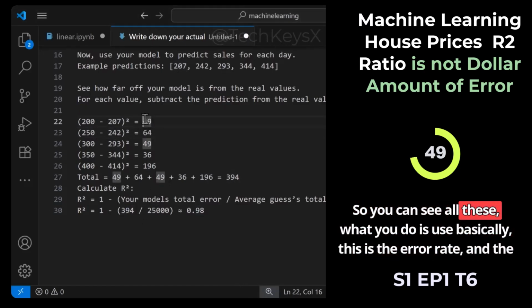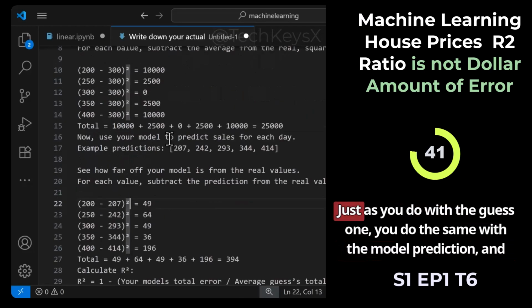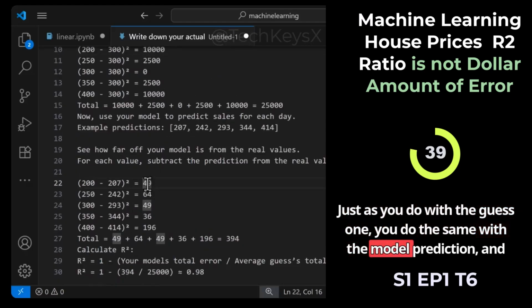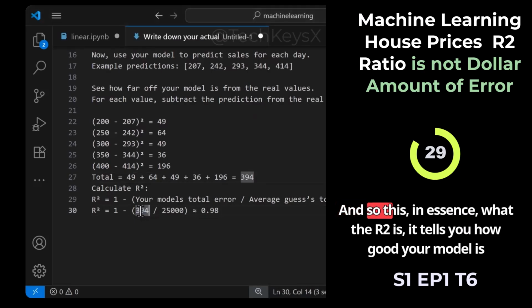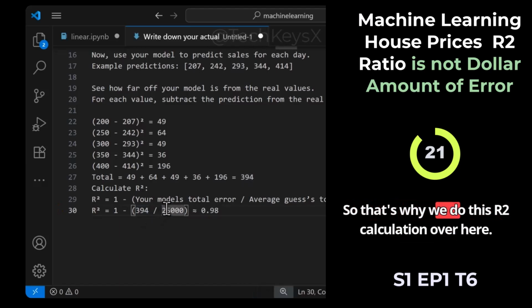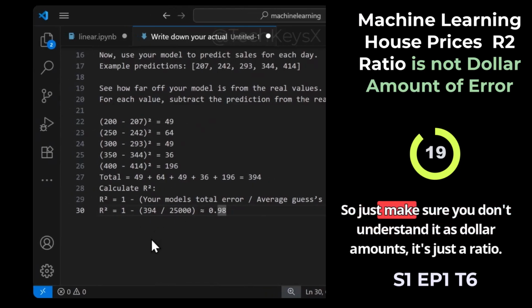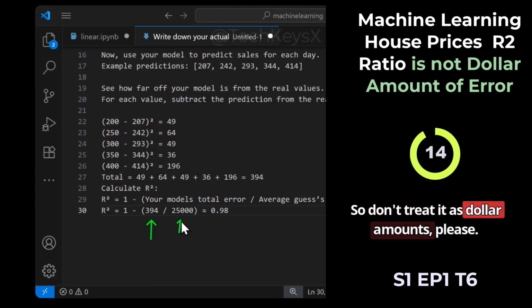So this is the error rate, and the reason we square them is to make the error appear larger, so it has a larger effect, just as you do with the guess one. You do the same with the model prediction, and what you end up with is you sum the total amounts up. So 49 over here plus 64 plus 49, and then you end up with this figure over here. So in essence, the R2 tells you how good your model is compared to guessing the average. That's why we do this R2 calculation over here. So just make sure you don't understand it as dollar amounts. It's just a ratio.